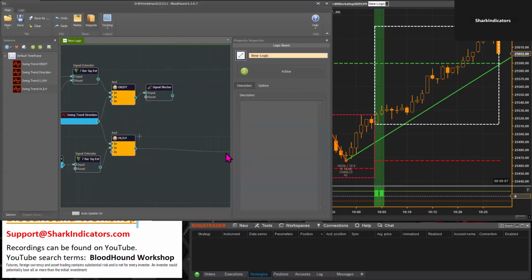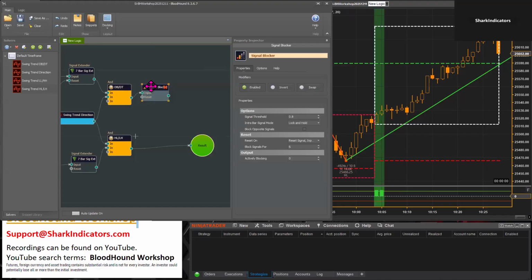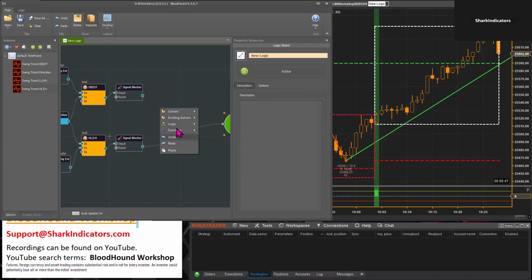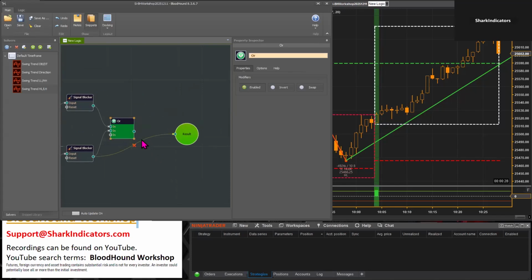All right, and again, let's copy this signal blocker and pop that in there. And then next, join both of these systems together, right? Because they're both separate detections. One's detecting double tops, double bottoms. The other one's higher lows, lower highs. So they're two separate systems, and we want them to act as one, possibly. So we'll join them together with an OR node.